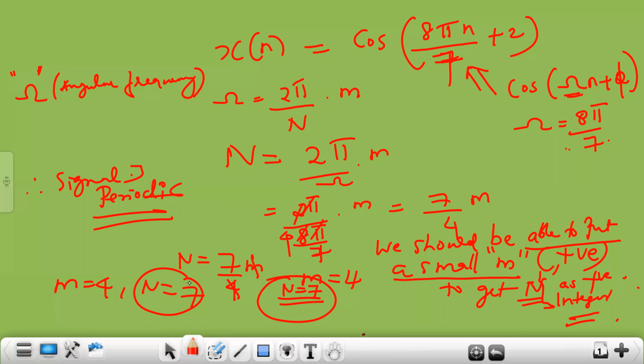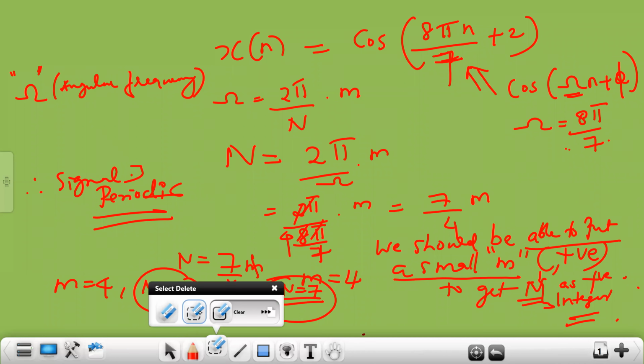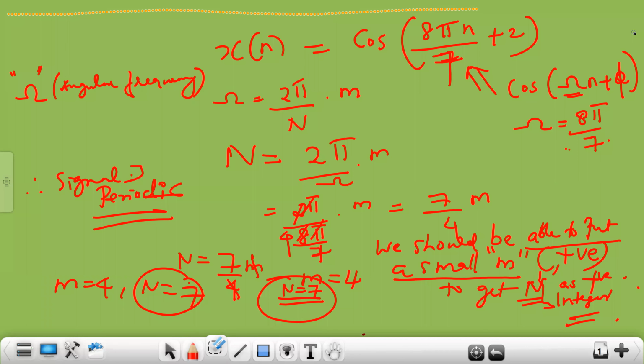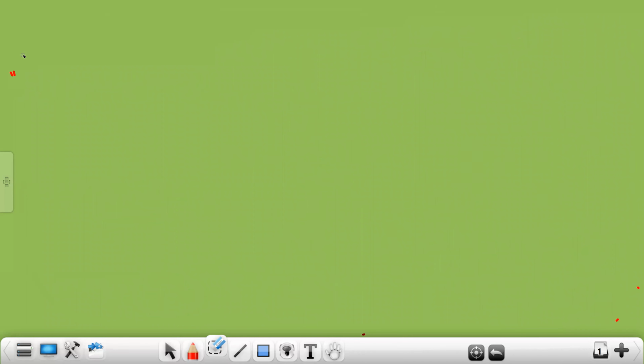Next question. Shall I rub the board? Next question. Check whether the following signals are periodic or not.